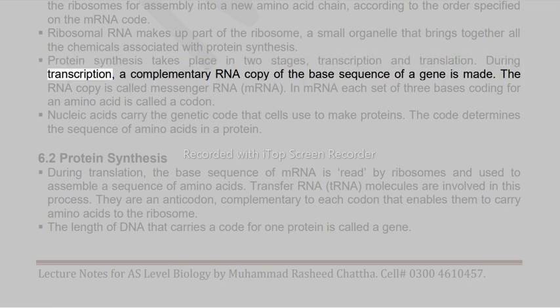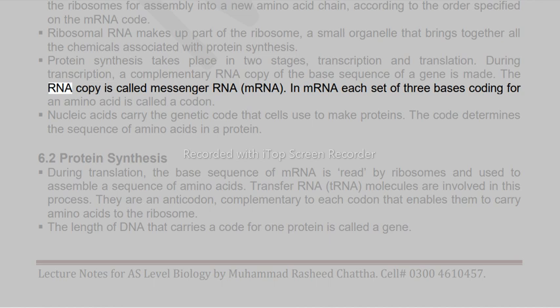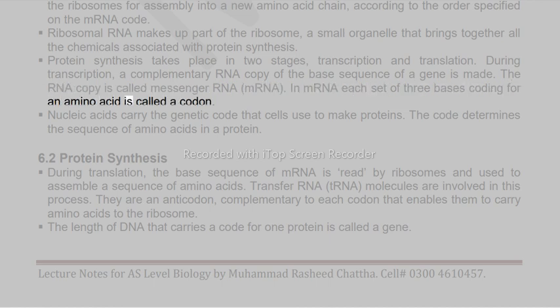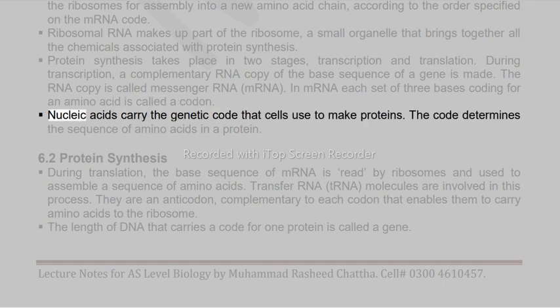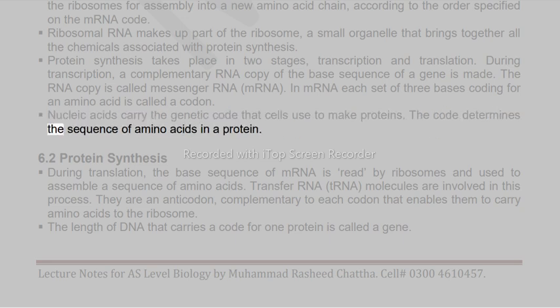During transcription, a complementary RNA copy of the base sequence of a gene is made. The RNA copy is called messenger RNA, mRNA. In mRNA, each set of 3 bases coding for an amino acid is called a codon. Nucleic acids carry the genetic code that cells use to make proteins. The code determines the sequence of amino acids in a protein.